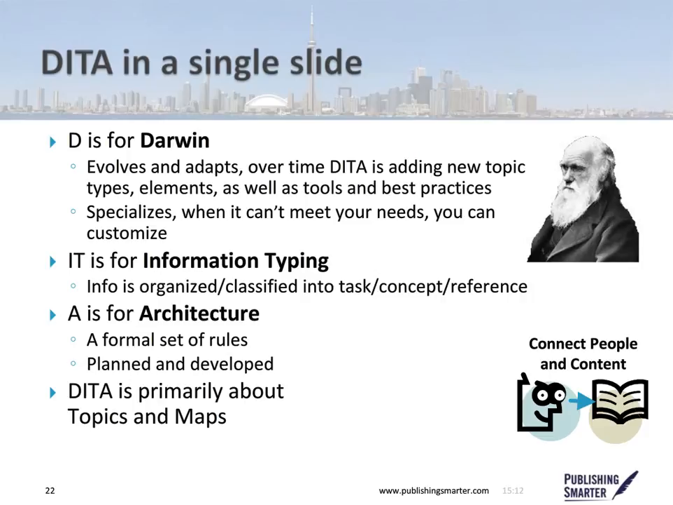IT is information typing. Your information is organized or classified into core ideas like tasks, concepts, and references. A is for the architecture, a formal set of rules. These were planned and developed. DITA, the Darwin Information Typing Architecture, will change over time in order to add new support for different information types because of the way that it was planned from the beginning. But really, it's about topics and maps, and I'll talk more about both of those. The other thing is that it exists to connect people and content. That's really what DITA will do.